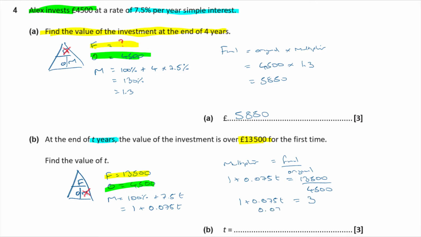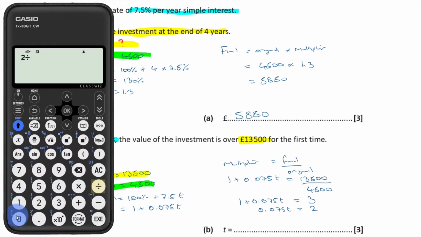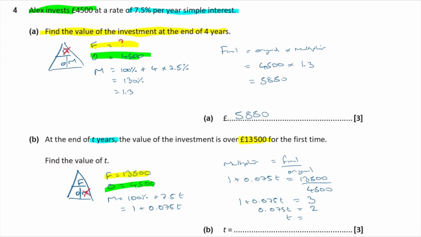Going to get 0.075t is equal to 2. And then dividing both sides by 0.075, I was going to get a teeny tiny number. So I'm going to do 2 divided by 0.075. And that comes out to be 26 and 6 recurring, or 26 and 2/3. So t is equal to 26 and 2/3.